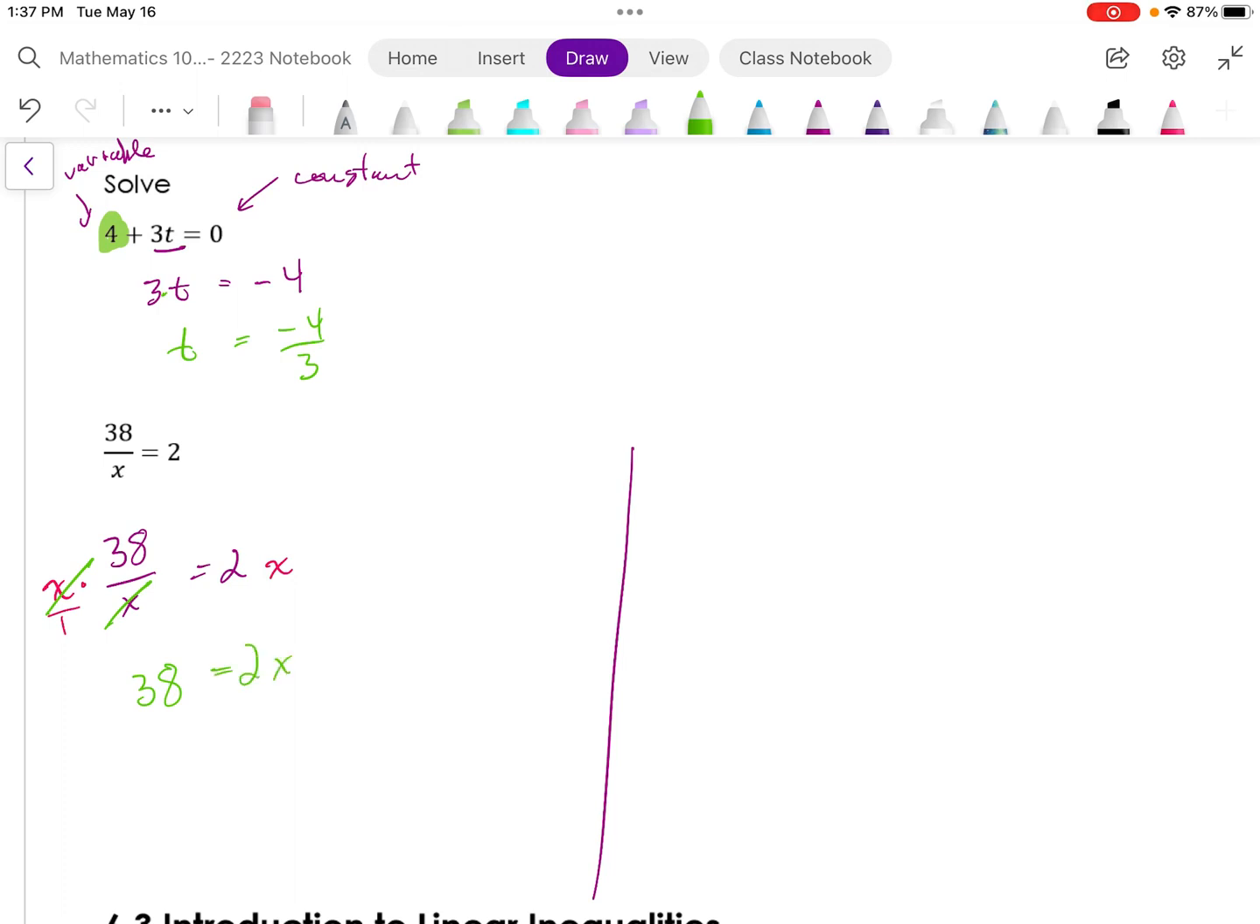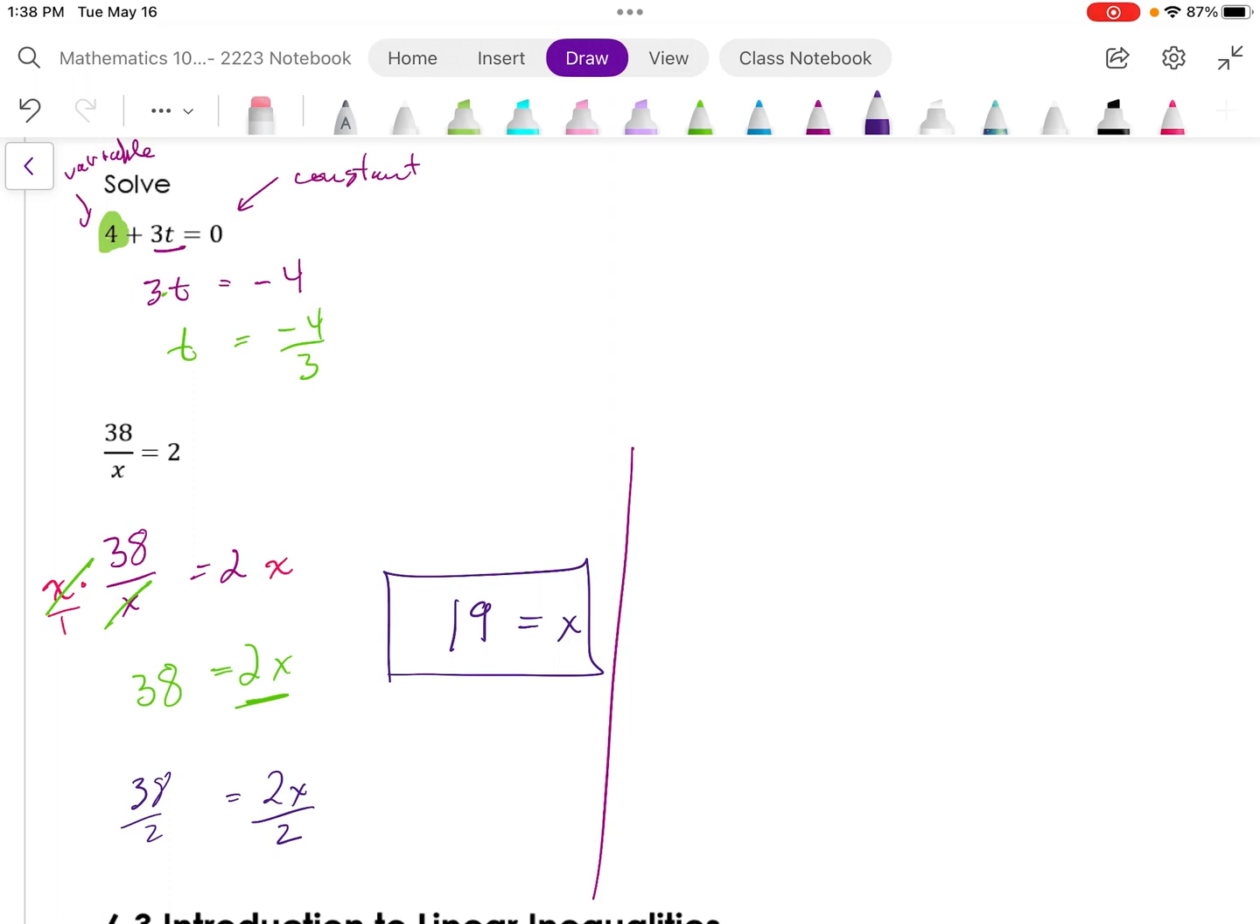Now, what's different about this equation, the way I've navigated it, is the variable is on the right-hand side this time. So 38 is equal to 2x. What I'm going to do is divide both sides by 2. And if I do that, 38 divided by 2 is 19. Did you know 19 is x? And that's the solution that I have.